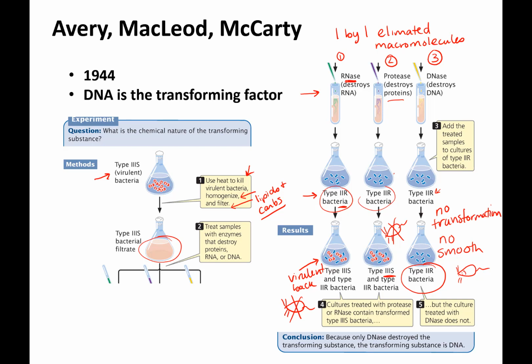So their conclusion was that when you mix the destroyed DNA with the bacteria, you get no transformation. Therefore, DNA must be the transforming factor. Okay? So they figured out DNA was the transforming factor. On our way to thinking that DNA might be the genetic material.